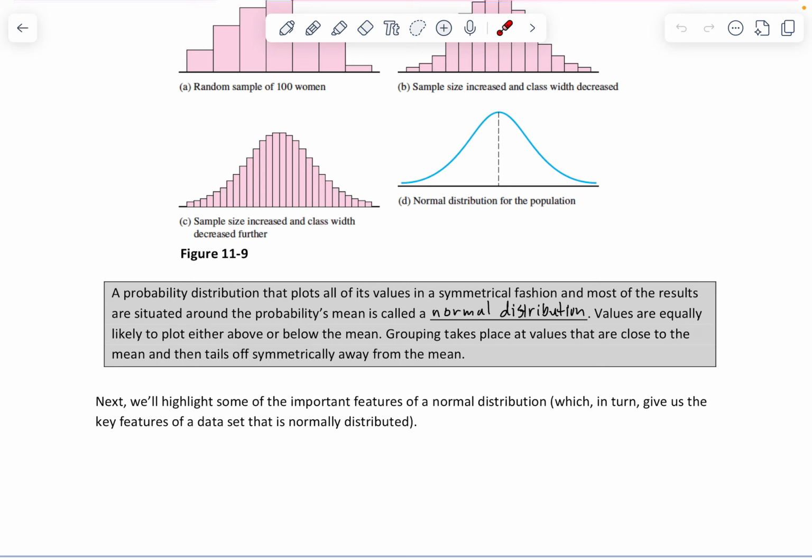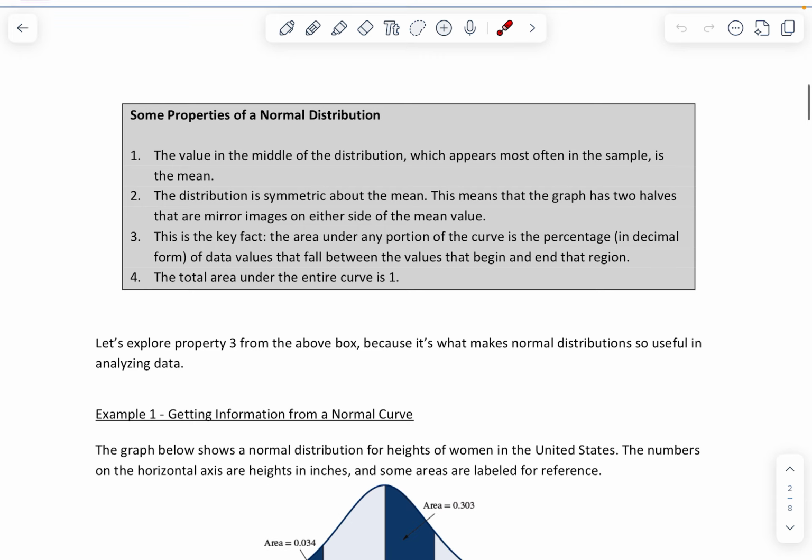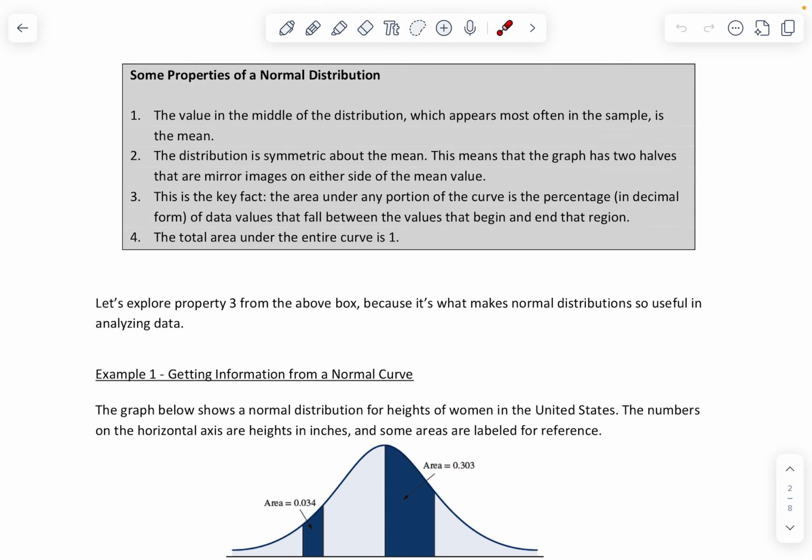Next, we'll highlight some of the important features of a normal distribution, which in turn gives us the key features of any data set that is normally distributed. So here are some of the key properties of a normal distribution. First of all, the value in the middle of the distribution, which appears most often in the sample, is the mean. So the mean is right in the middle, corresponding also to the highest peak. The distribution is symmetric about the mean. This means that the graph has two halves that are mirror images on either side of the mean value.